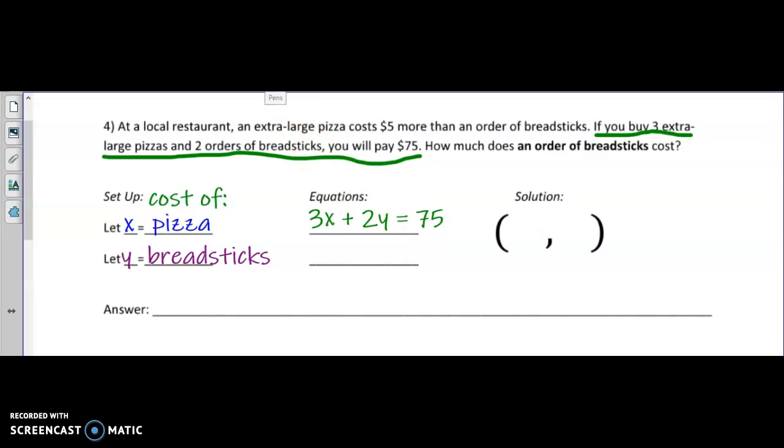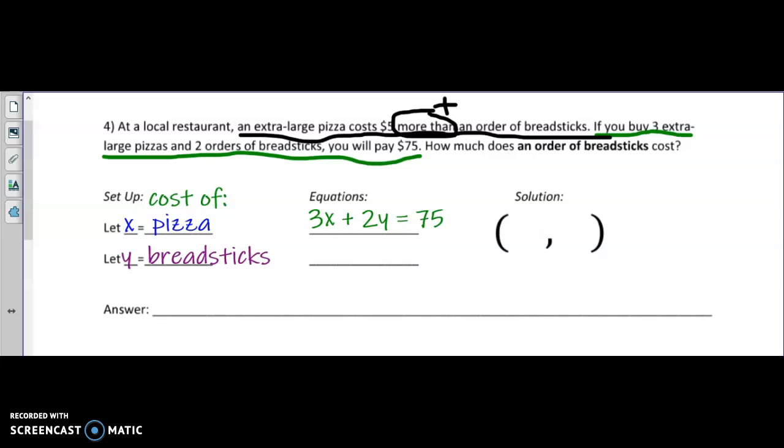The second equation is going to come from this first sentence. An extra large pizza costs $5 more than an order of breadsticks. This part right here is very important. It does not say that an extra large pizza costs $5. It says it costs $5 more than an order of breadsticks. Going back to our translations, remember more than stood for plus. So we are adding something.